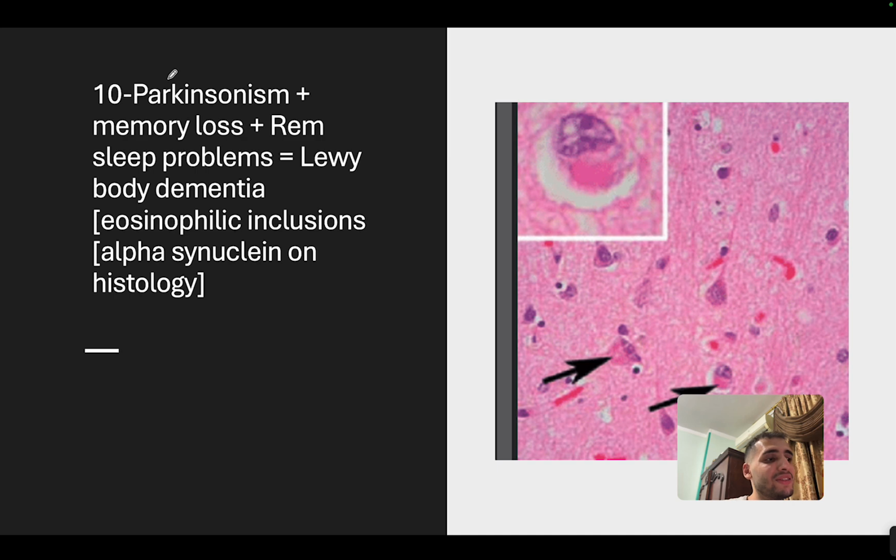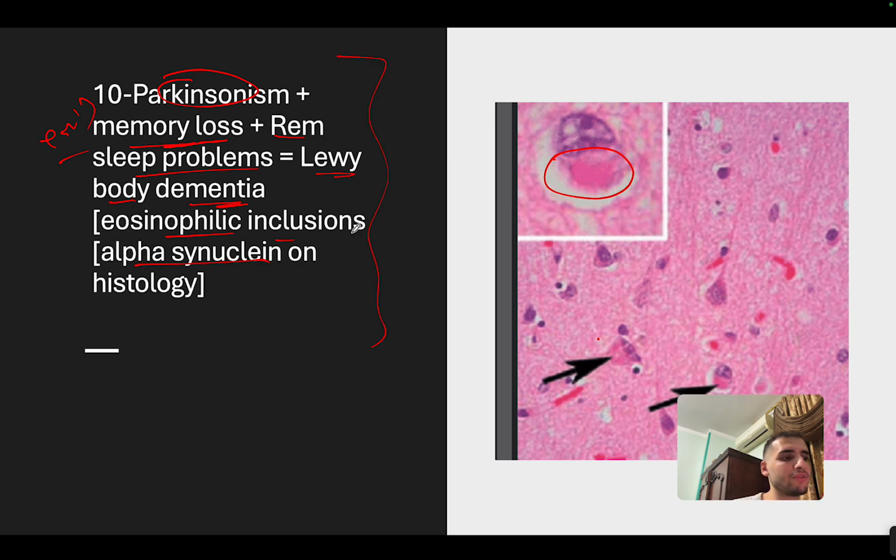When they say there is Parkinsonism with early memory loss, with REM sleep problems, so maybe sleepwalking, sometimes they will tell you also that this person is having hallucinations, then the diagnosis would be something called Lewy body dementia. In Lewy body dementia you will see something called eosinophilic inclusions, which look very pinkish. That's why it's called eosinophilic, and it's also called alpha-synuclein. So you need to remember these things here.